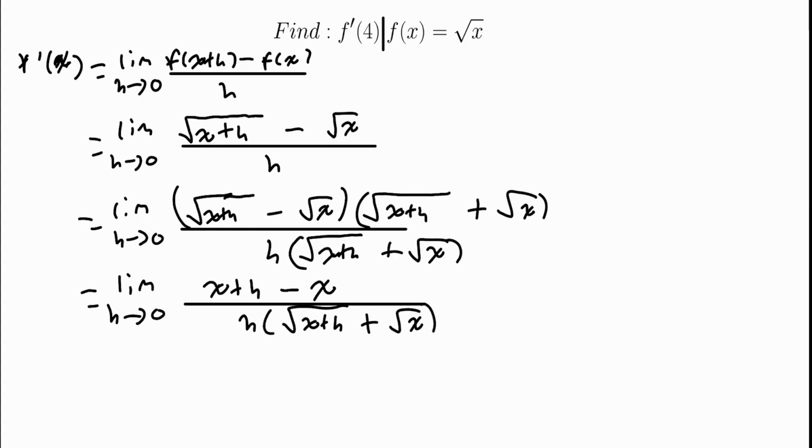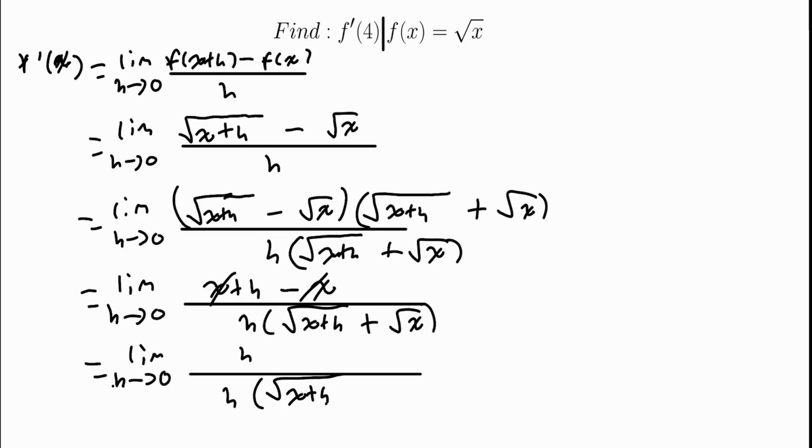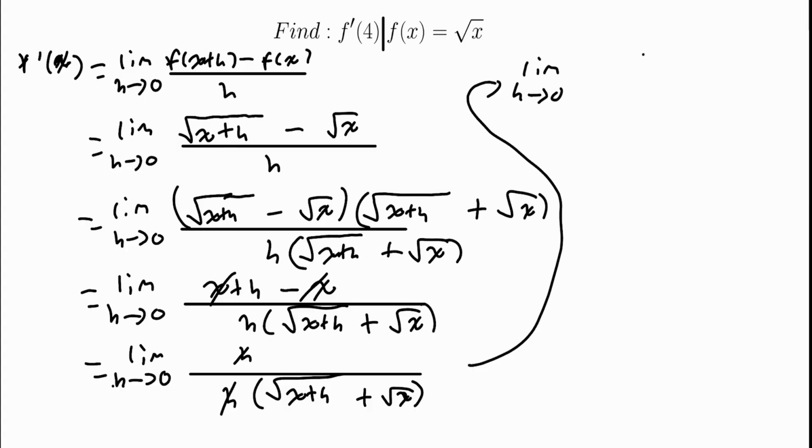And as we can see on our numerator, the x's will cancel out. And so we're left with the limit as h approaches 0 of h over h times the square root of x plus h plus the square root of x. And as we can also see, the h's will cancel out. And so what we're left with is the limit as h approaches 0 of 1 over the square root of x plus h plus the square root of x. And here we can now evaluate the limit at 0.